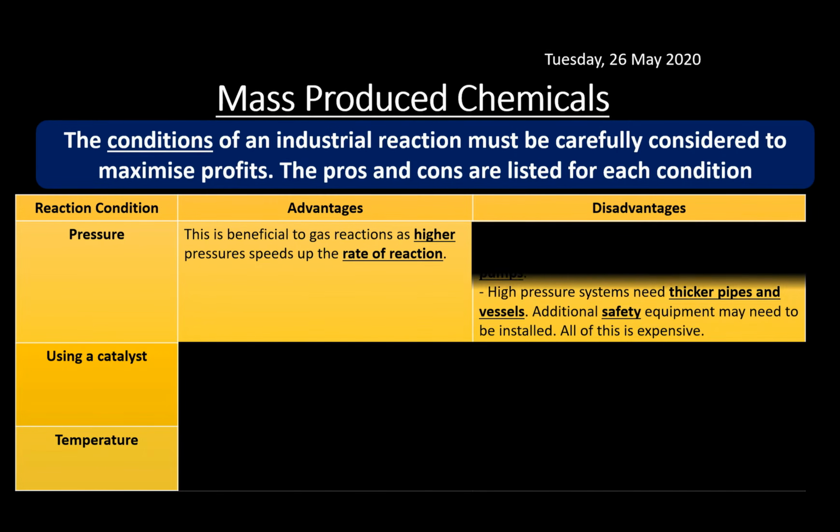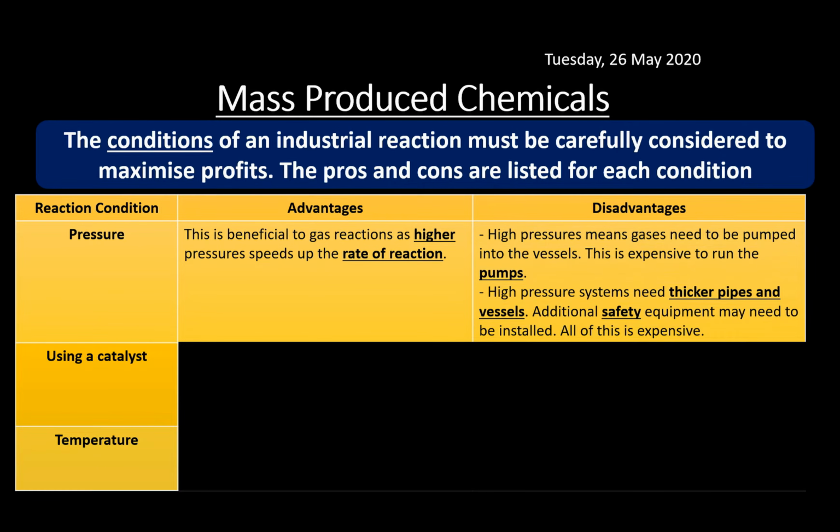However, the downsides with altering pressures are that high pressures mean that gases need to be pumped into vessels, and these pumps cost a lot of money and use a lot of energy to actually install. Higher pressure systems mean the piping around the site needs to be substantially more robust.